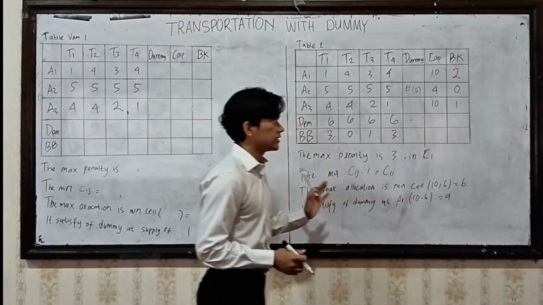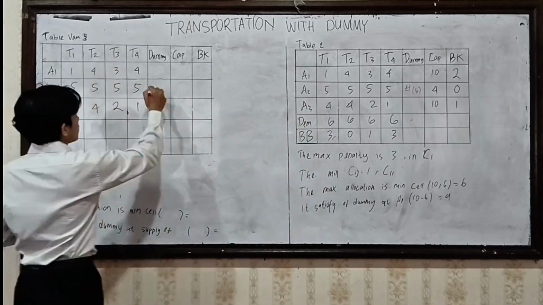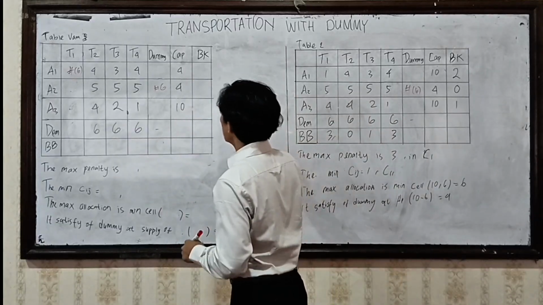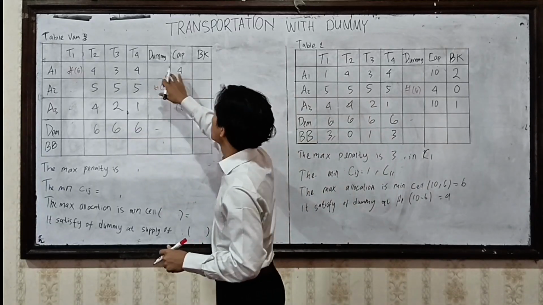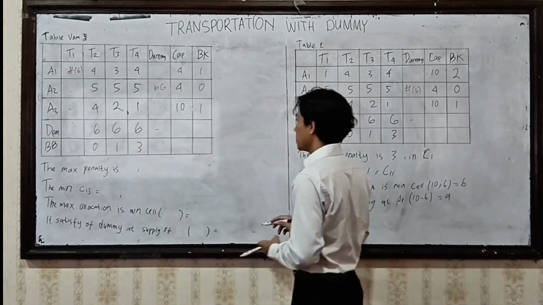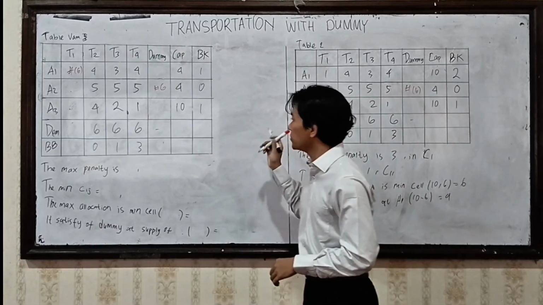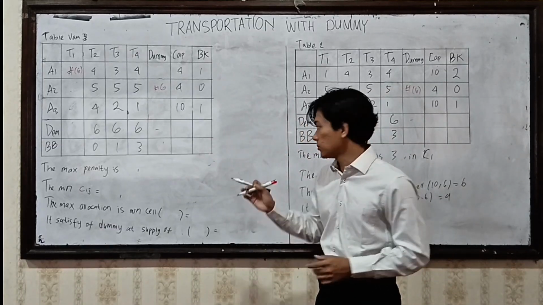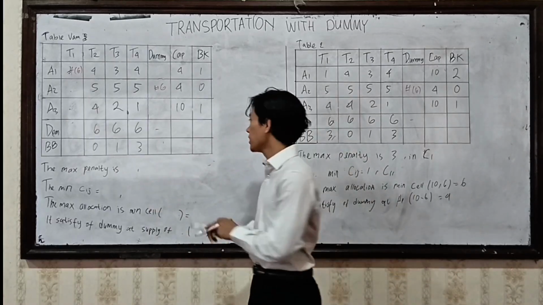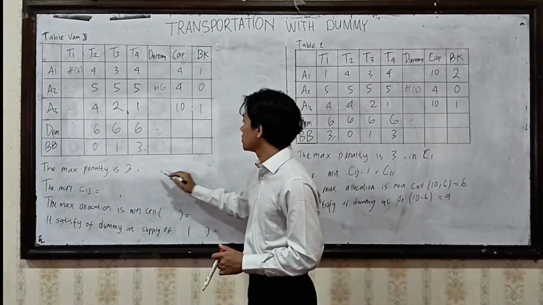Okay, before we have table 2 right here with this operation, and we move to table 3. And the PK is the difference between 4 and 3. We want to find the maximum allocation of this BB and PK by finding the maximum. Okay, the maximum penalty is 3. This is the maximum penalty, and we just write 3 here.